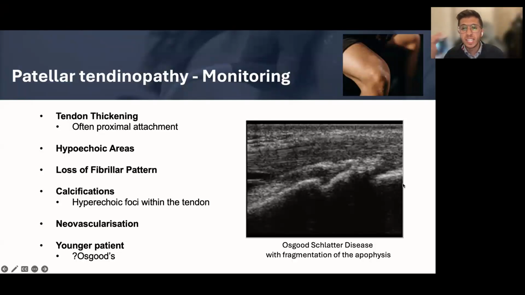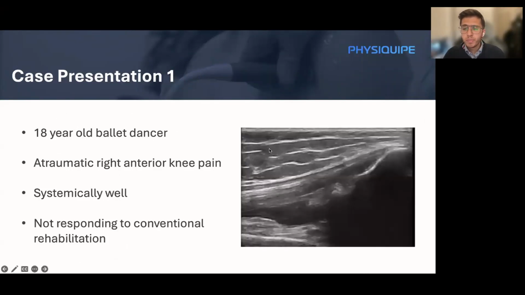And even patients who've then later on grown out of it, you can often see residual cortical irregularity. And you ask them, did you have knee pain as a child? Sometimes they were never diagnosed and say, yeah, I had pain for a year, it went away on its own. They probably did have Osgood's, and you can actually see that on ultrasound, even 10, 15 years down the line. So before we finish, we're going to go through a couple of cases.